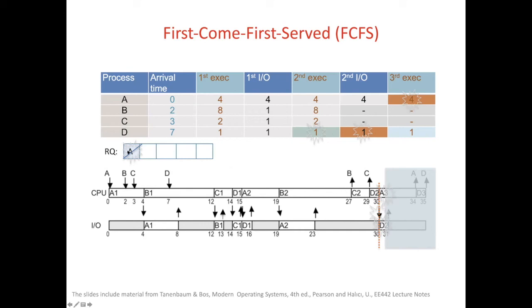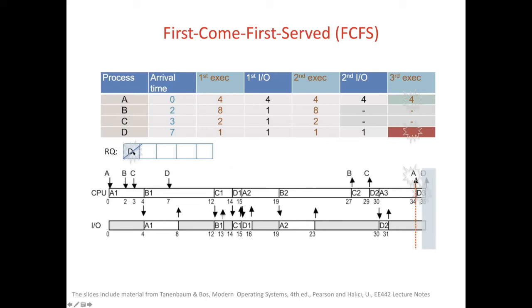Meanwhile, process A is the only one in the ready queue. It is chosen for execution. This is the third execution of process A. At time 31, D enters the ready queue, and at time 34, the third execution of process A finishes. So process A terminates and leaves the system.